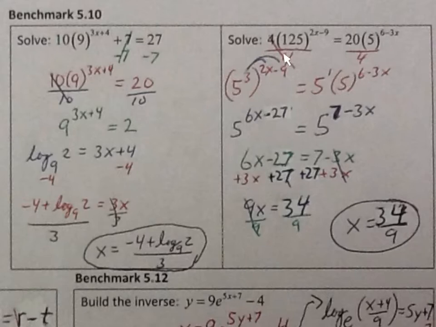All right, for this one, you do not need logs. The goal on this one over here is to get the bases the same. Now I have a base 5 here and a base 125 here. So my first thing is to look at the front numbers. I want to get those off. What I can notice here is, if I divide both sides by 4, I now have a 5 out front and a 5, and so I have this.